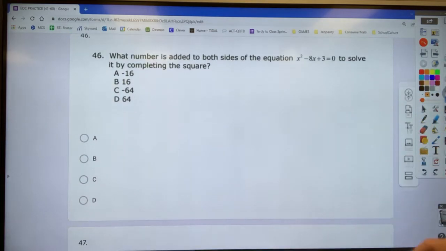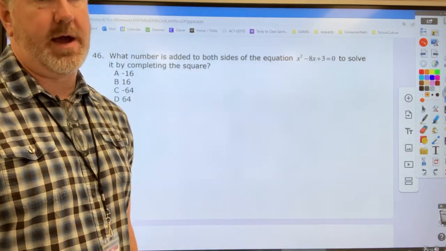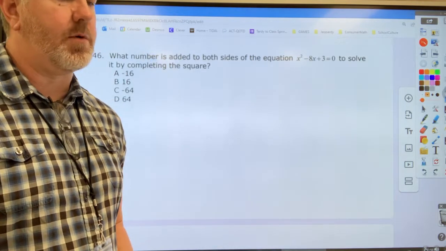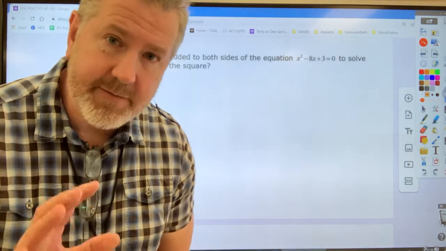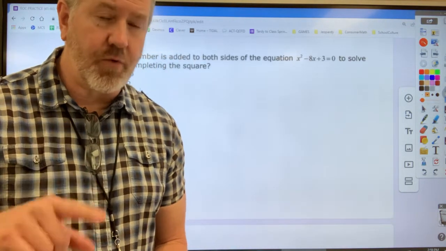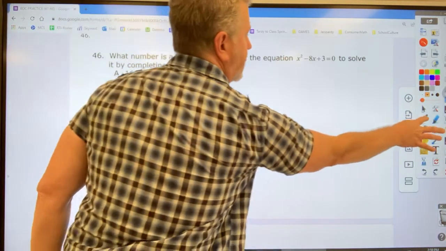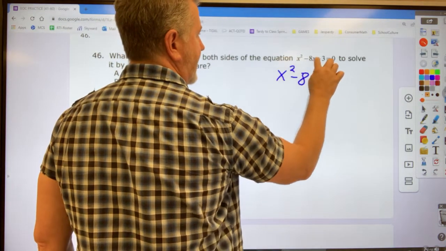Which number is added to both sides to solve? This one's also easy if you remember how to complete the square. And I know that it's kind of a minor skill. It was back there when we were doing solving quadratic equations. You can solve quadratic equations by factoring them. You can solve quadratic equations by graphing them, and you can solve quadratic equations by completing the square. This is the one where completing the square is where we left some room after that linear term.